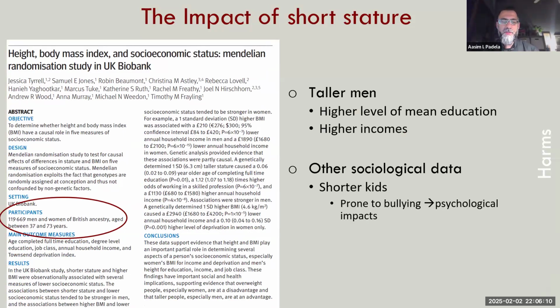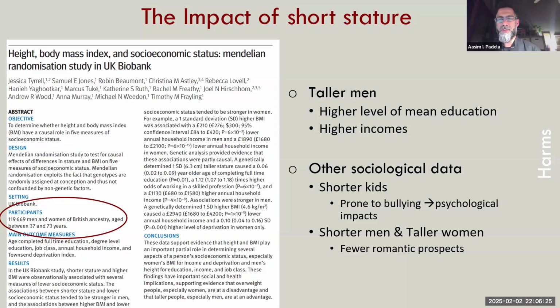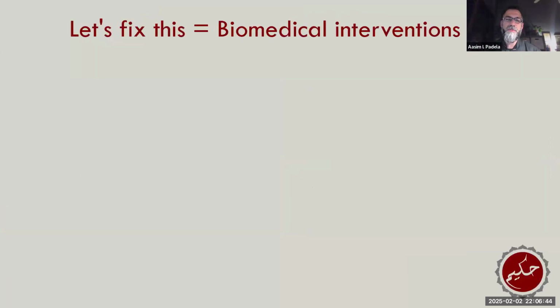We know that shorter kids are prone to bullying, and that can have long-term psychological impacts, right? And if you're a shorter man or a taller woman, well, less romantic prospects. So there are social reasons why people should be of a certain height. And if you were to say that medicine is instantiated in a social cultural paradigm within a society, one might say these are harms or benefits, right, of being too tall or too short. And so we should apply the profession of medicine to help that. And that's what we do.